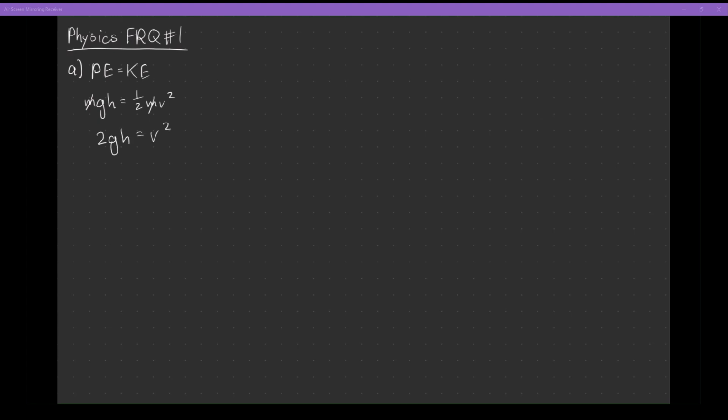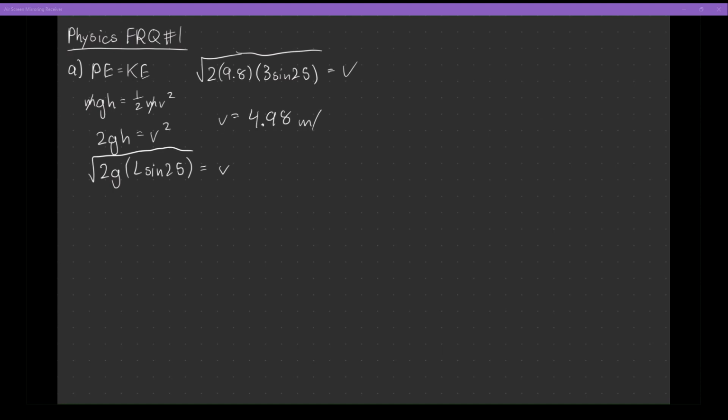But then I would have to do h sine 25 now, because I'm looking for the height that it has specifically fallen. So I would do 2g, and then h, I'll do L sine 25. That's the height that it's fallen. Equals v, the square root of that. So now I'd plug it in: radical 2, 9.8, 3 sine 25, which is v. Plug that into a calculator and you get 4.98 meters per second. Since they ask for speed, that's just the magnitude, so that's the answer for part A.